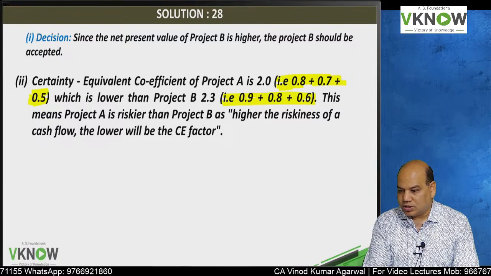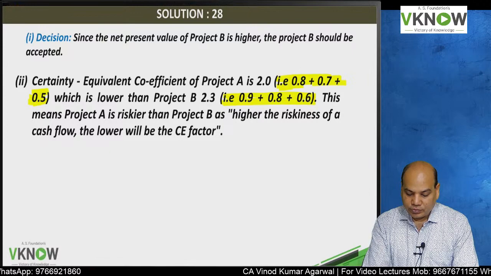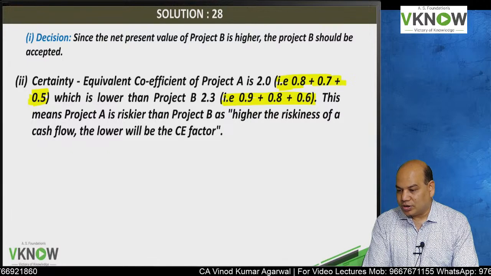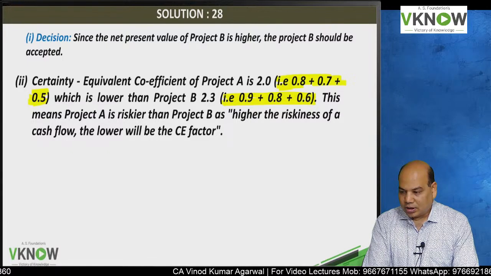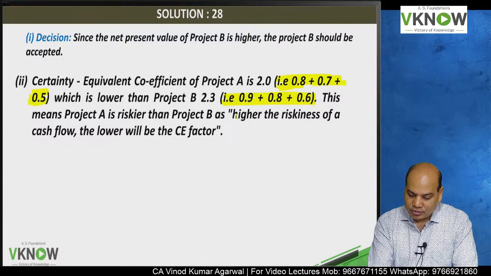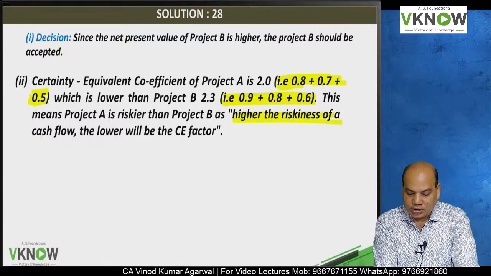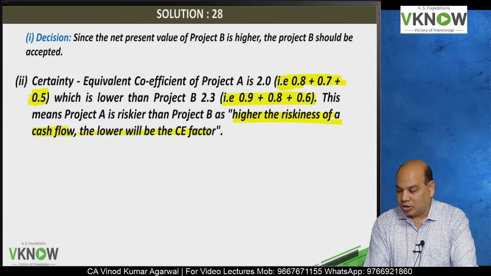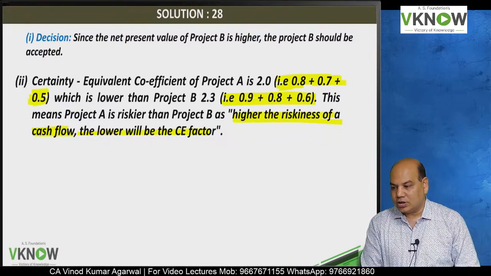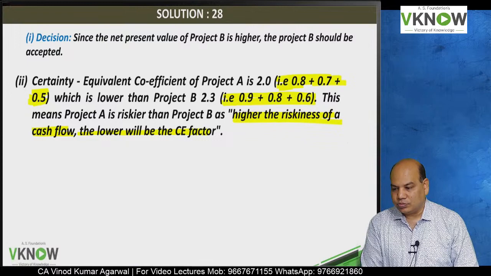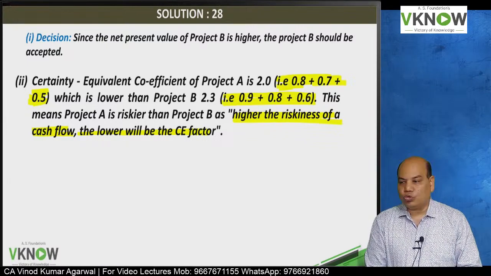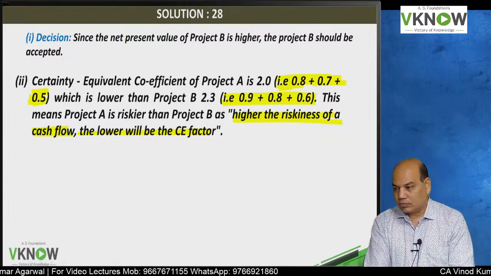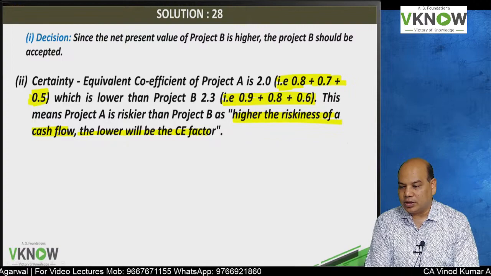This means that project A is riskier than project B, as, in inverted commas, the higher the riskiness of cash flow, the lower will be the certainty equivalent factor.